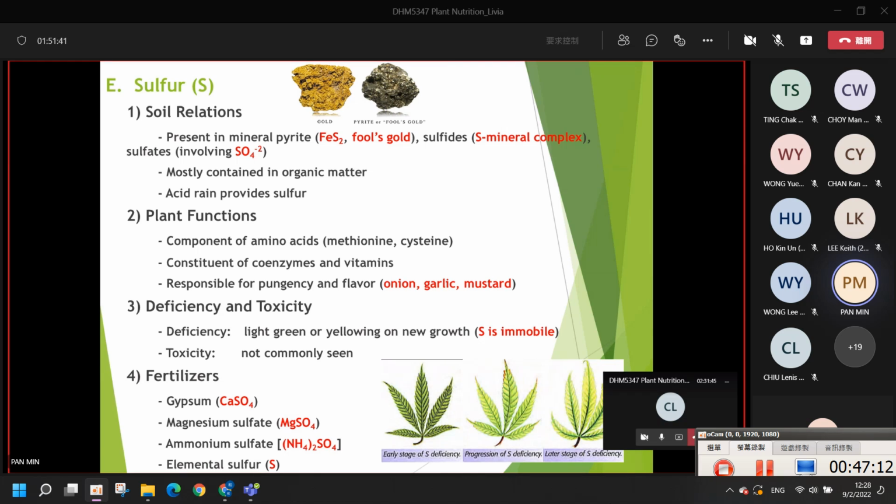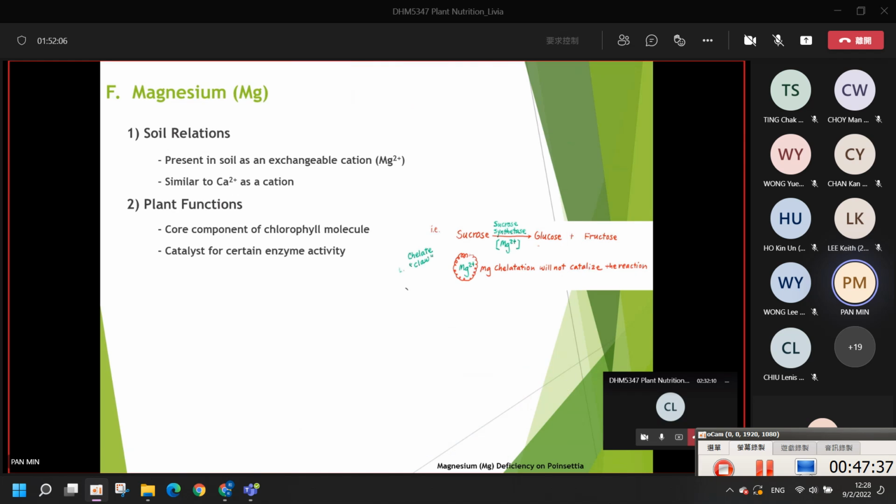And the most common fertilizers for sulfur are gypsum, together with calcium, and magnesium sulfate, ammonium sulfate, or elemental sulfur. Sulfur also comes from acid rain, and it helps make iron available in the soil. And the next one, the last macronutrient, is magnesium.